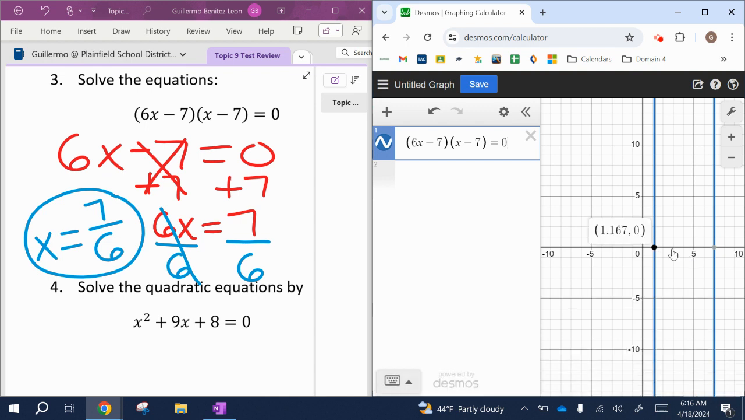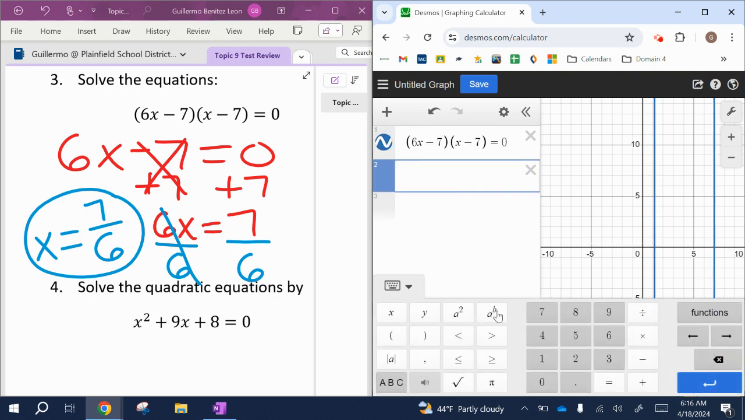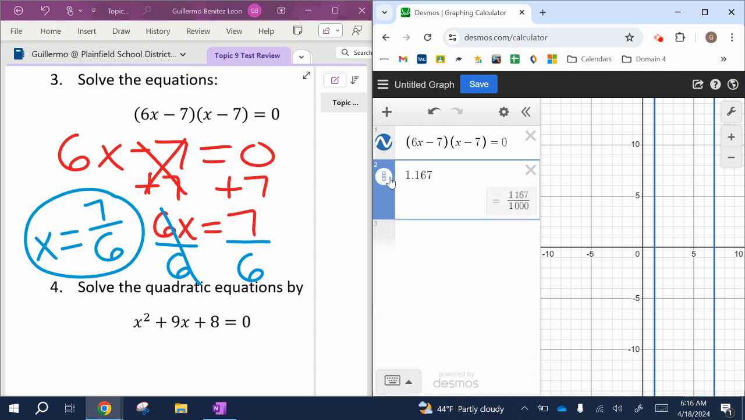And then these are my 2 answers. So I know I got the 7. And then this should be that fraction. So it was 1.167. Remember, you can type in decimals here and tell them to change it to a decimal.